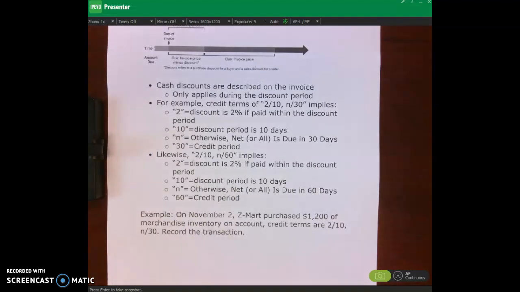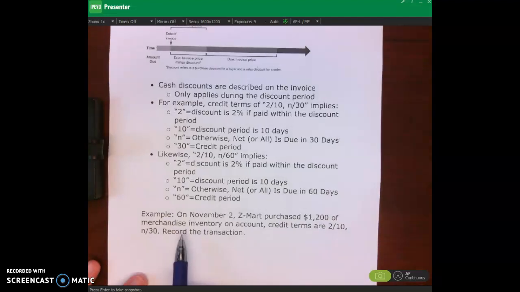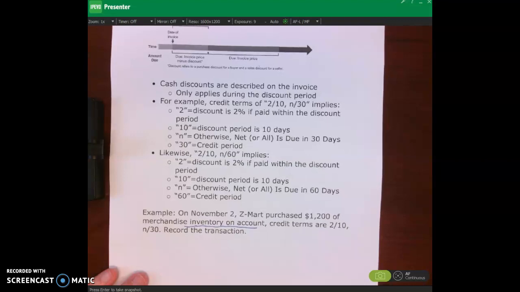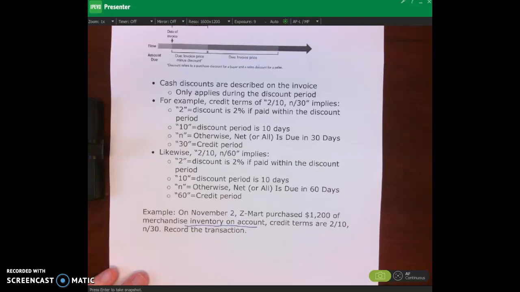It says on November 2nd, Z-Mart purchased $1,200 of merchandise inventory on account. So we purchased something on account. That means we're not paying for it right now. That means we have an accounts payable. Credit terms are 2, 10, and 30.